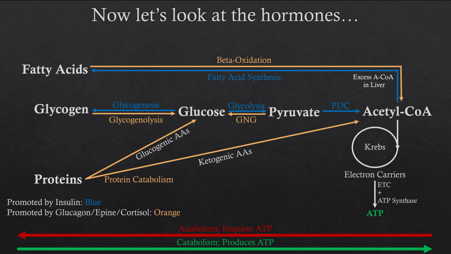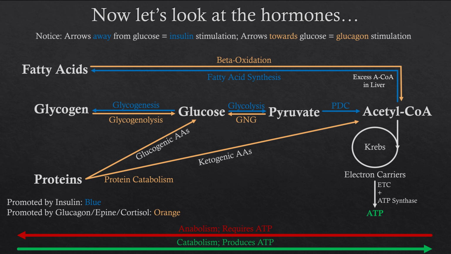So now we have a hormonal way of connecting every single one of these processes to each other. If we are promoting glycolysis, we're probably going to be promoting glycogenesis at the same time. If we are promoting glycogenolysis, the breakdown of glycogen, we're probably going to be promoting gluconeogenesis at the same time. Once you understand that all of these processes are being promoted by the same hormones, it makes it much easier to follow which hormone promotes which process. Again, to reiterate one last time, if it's an arrow going away from glucose, insulin is going to be promoting that process. If it's an arrow towards glucose, that's going to be stimulated by glucagon.